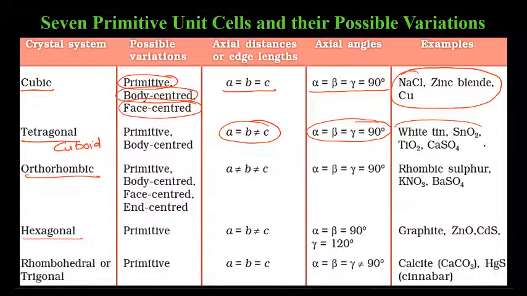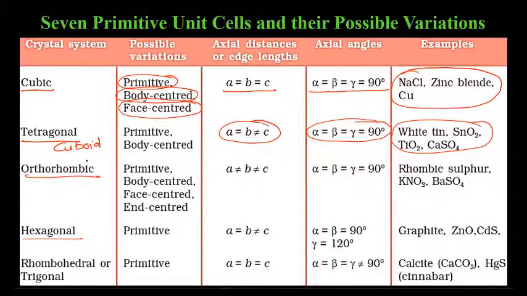Examples: white tin, SnO2, TiO2, CaSO4. Try to memorize these examples. Otherwise, at the time of examination, it will be very difficult for you to memorize and retain. And in viva also, I will be asking these examples. So better you memorize right now.